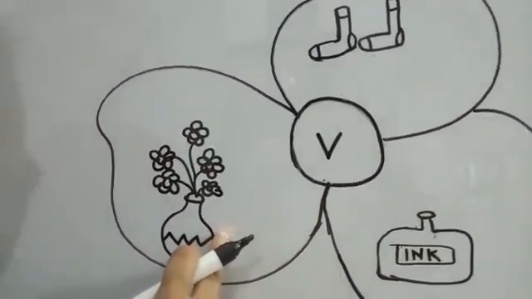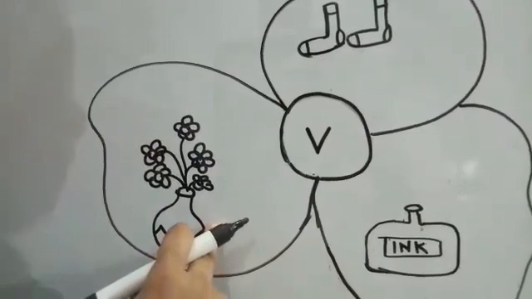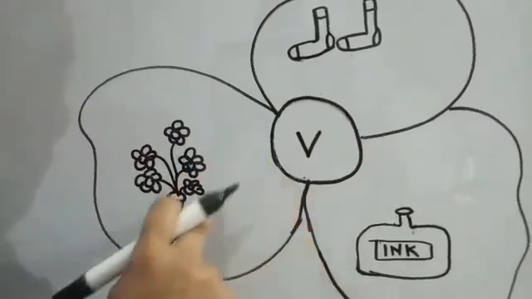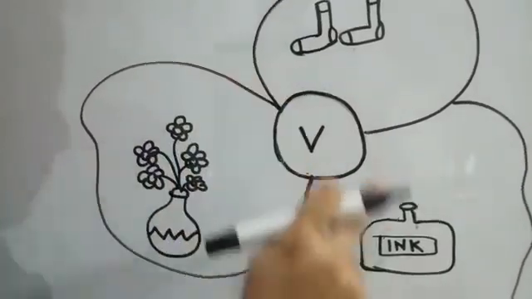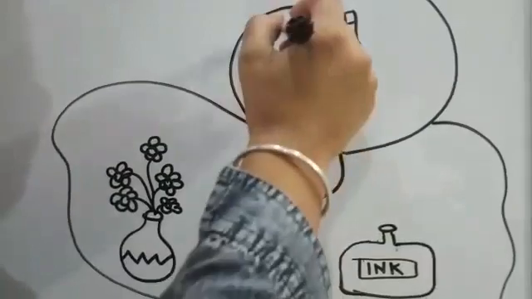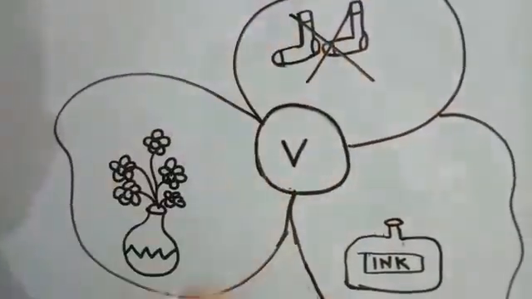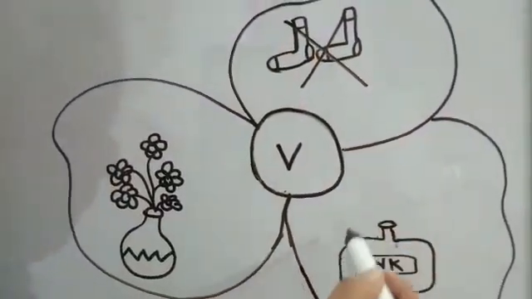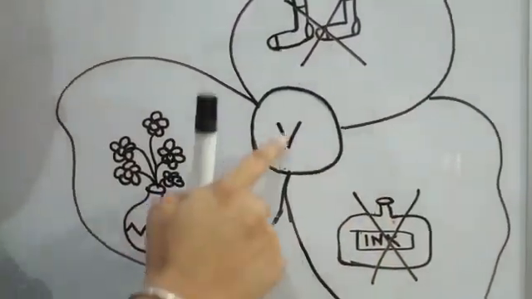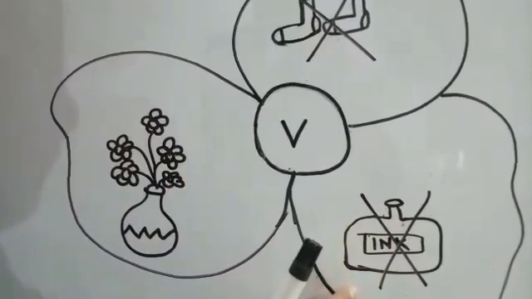V. Which picture does not belong to sound V? This one or this one? Yes, this picture does not belong to sound V, and this picture also does not belong to sound V. So we will put cross on these.